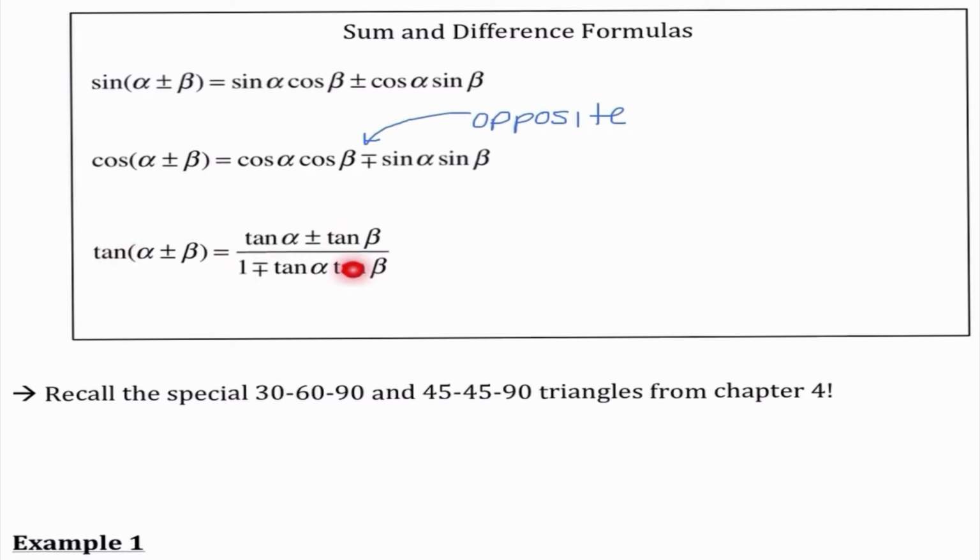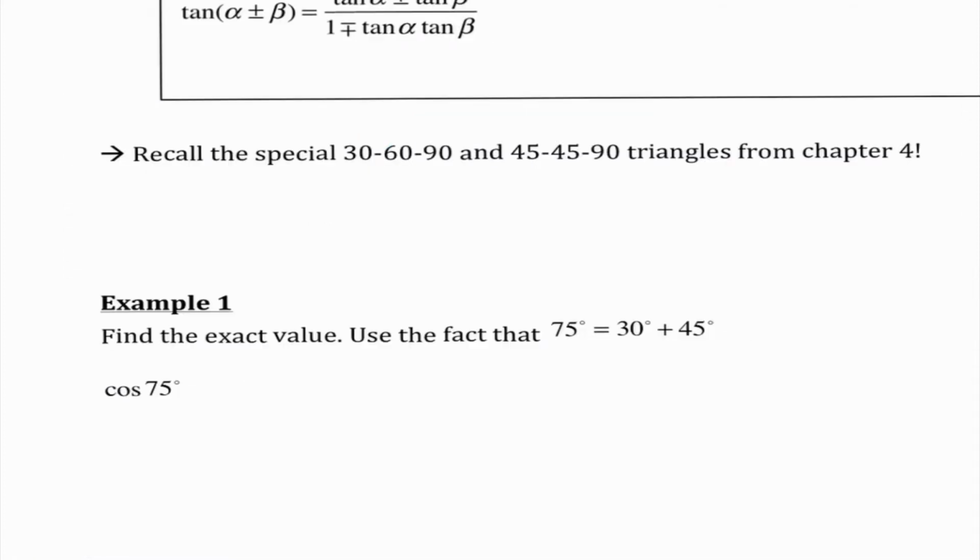So let's say all three of these together. Sine is sine, cosine, cosine, sine. Cosine is cosine, cosine, sine, sine. And tan is tan, tan, 1 tan, tan. So these are the three formulas that you guys need to have memorized for today's lesson. And I would advise saying them out loud. I'd advise writing them down every single time until you have them completely memorized.